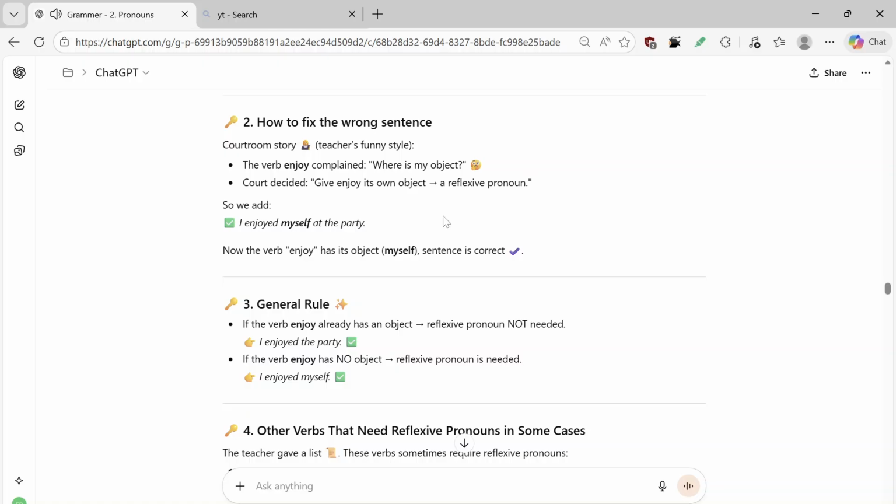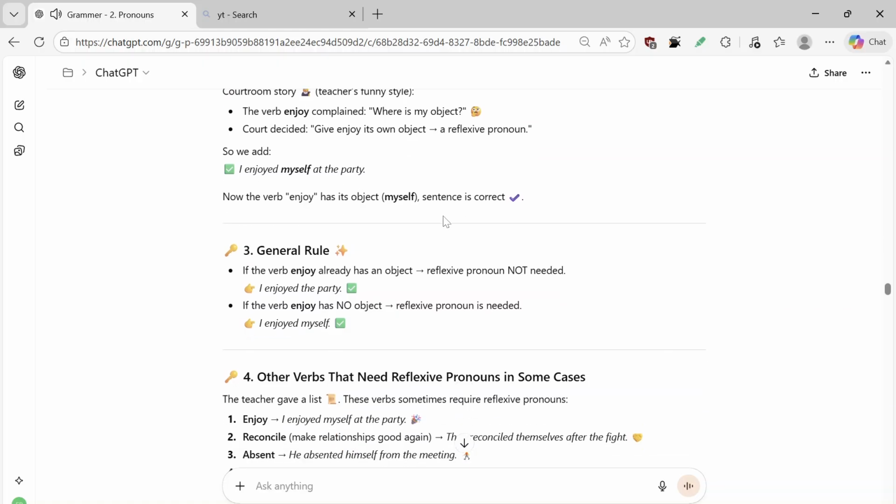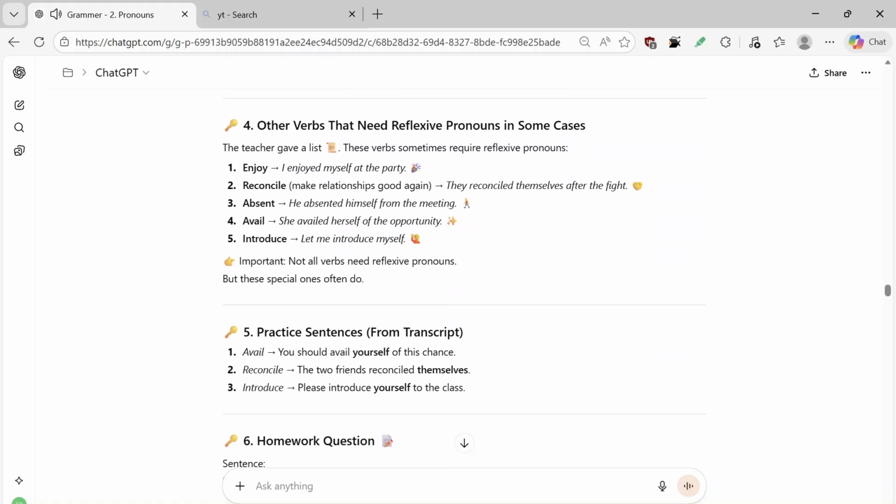3. General rule. If the verb enjoy already has an object, a reflexive pronoun is not needed. I enjoyed the party. If the verb enjoy has no object, a reflexive pronoun is needed. I enjoyed myself. 4. Other verbs that need reflexive pronouns in some cases.